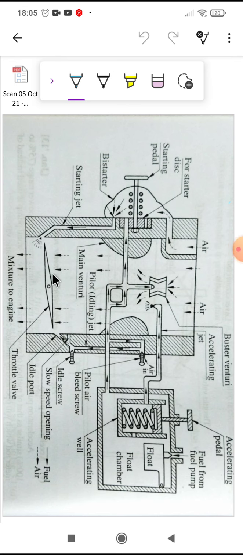As the speed increases by opening the throttle, the pressure below the throttle valve decreases, so the additional fuel supply through the idle port stops.